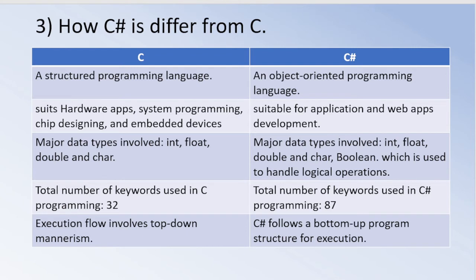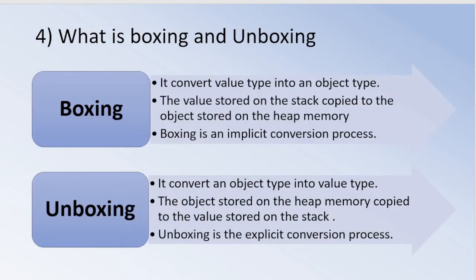Let's move to question number 4. What is boxing and unboxing? First, talk about boxing. It converts a value into object type. Here, the value stored on a stack is copied to the object stored in heap memory. And boxing is an implicit conversion process.